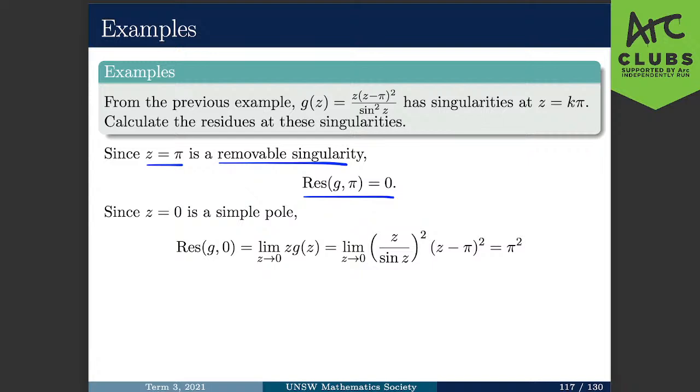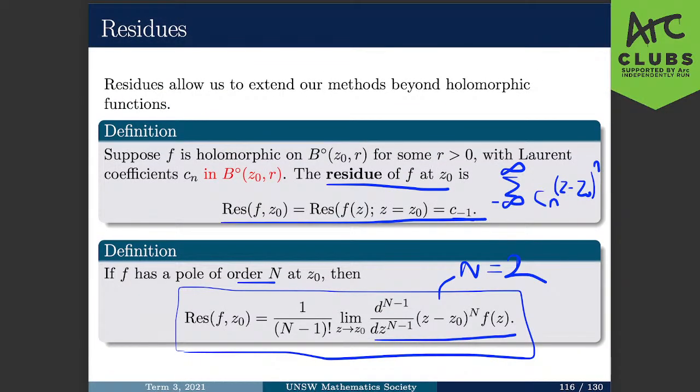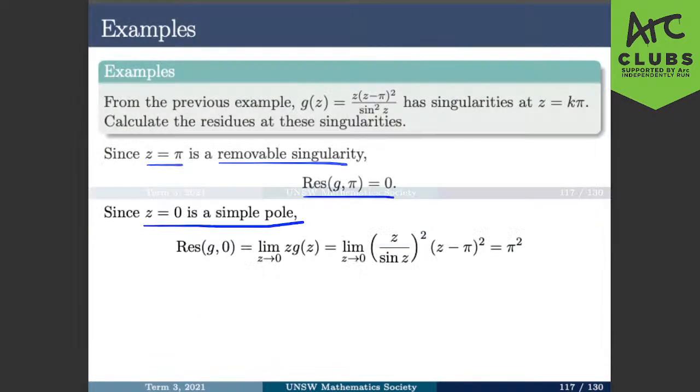Okay, and z equals 0, this one is a simple pole. So if it's a simple pole, as I said, we probably want to use this formula because when n is equal to 1, most of the ugly stuff goes away. All I have to do is multiply by z minus z0 and then take the limit. That's precisely what's happening here.